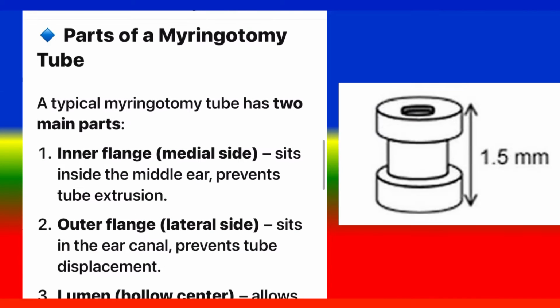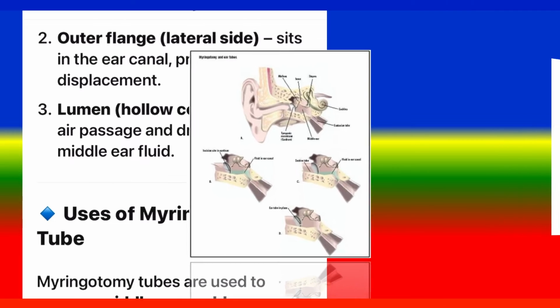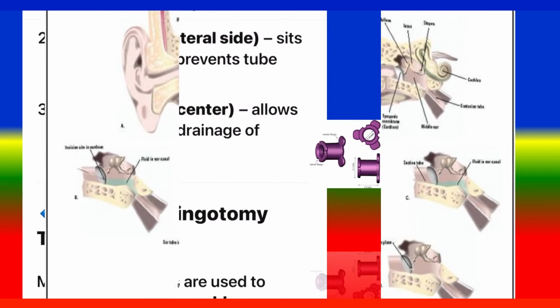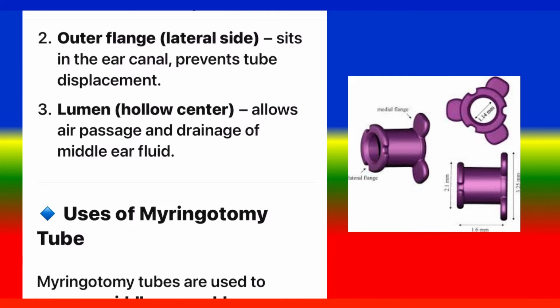Parts of a myringotomy tube. A typical myringotomy tube has 3 main parts. 1. Inner flange, medial side, sits inside the middle ear, prevents tube extrusion. 2. Outer flange, lateral side, sits in the ear canal, prevents tube displacement. 3. Lumen, hollow center, allows air passage and drainage of middle ear fluid.